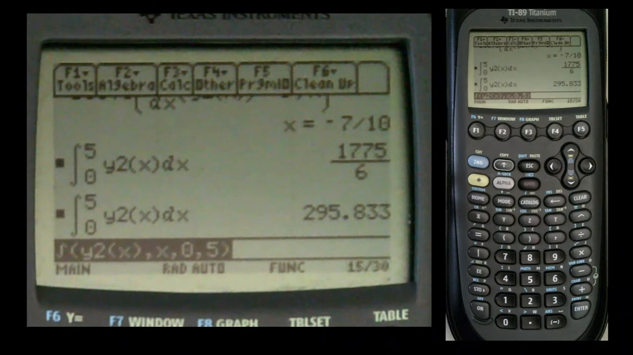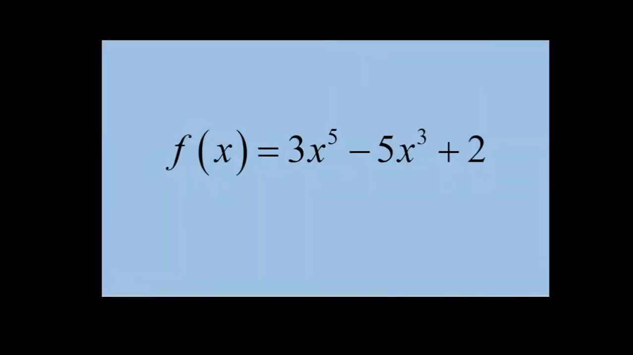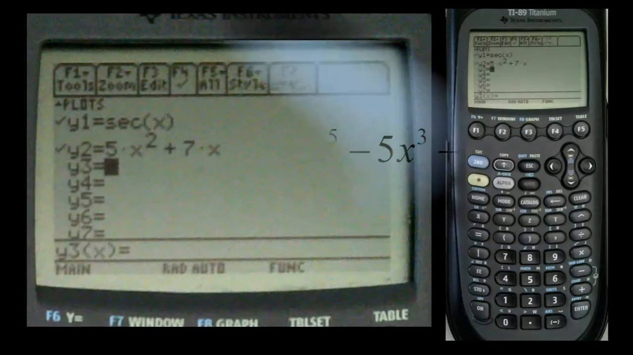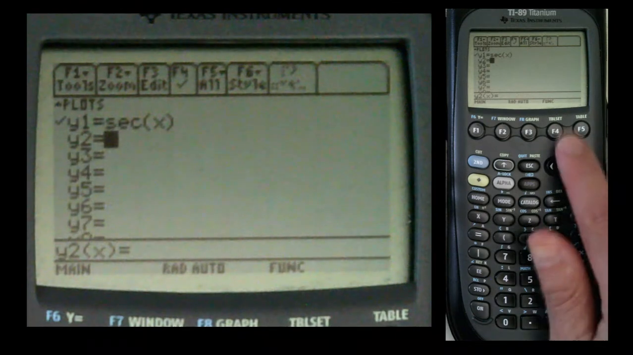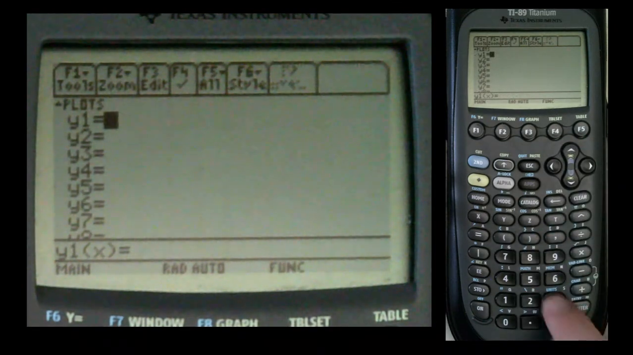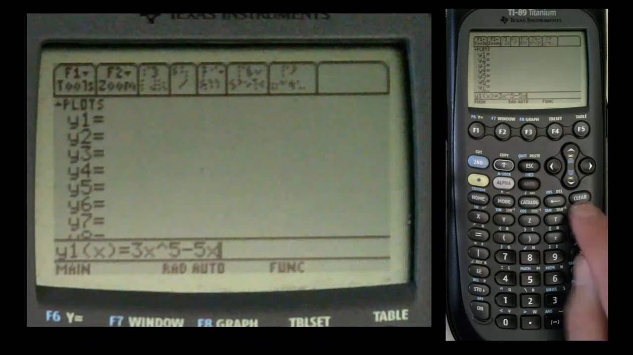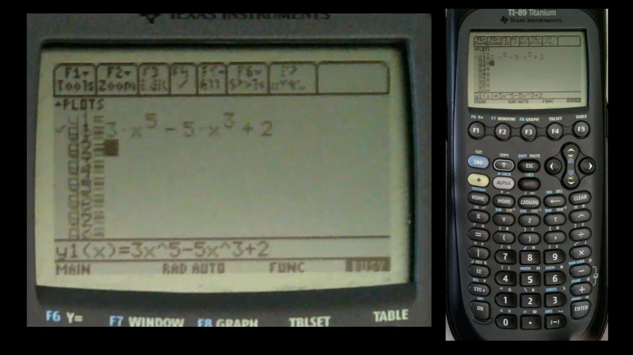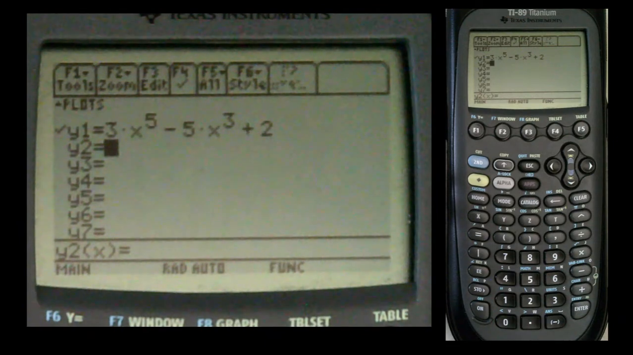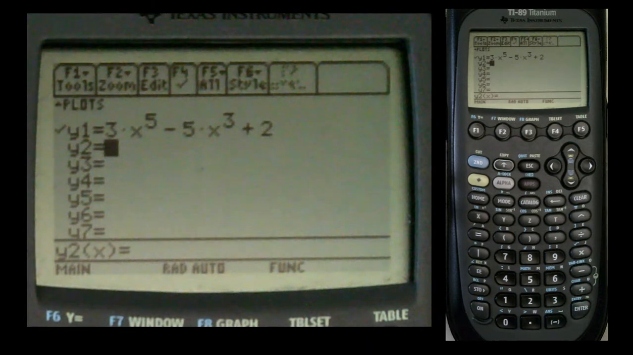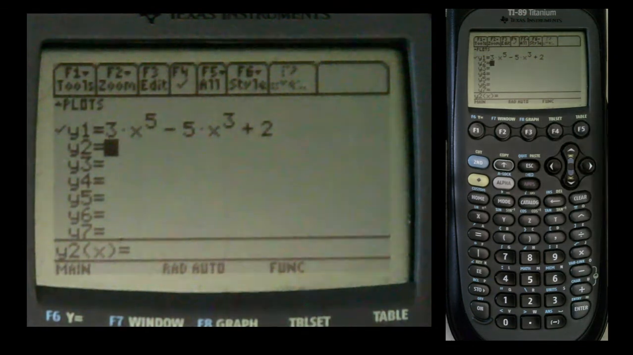So one last type of example I want to do, let's take a look at this new function. I'm going to enter this in. I'm going to clear out the two functions that I have in here and put in 3x to the 5th minus 5x to the 3rd plus 2, and double check that matches what I wanted to do. Sometimes, maybe you remember from Calc 1 where we would graph functions, we take the derivative and do a bunch of things with that. We take the second derivative, we do a bunch of things for that.